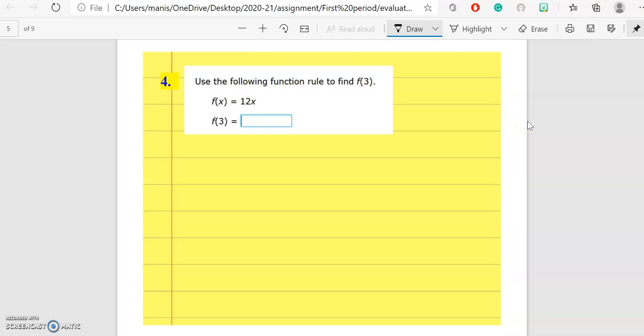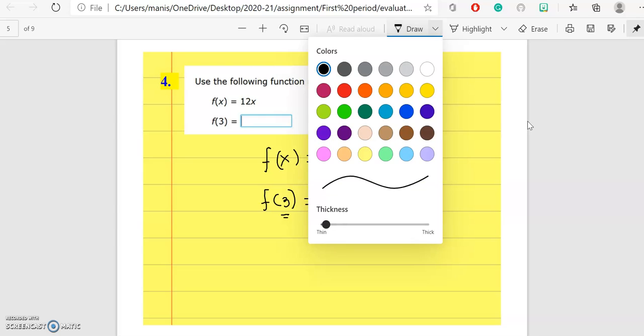Our question number 4 says use the following function rule to find f of 3. So I have been given the function rule as 12 times x. And I have been asked to find the value of f of 3. So wherever I see x, I will replace that by the value of x.